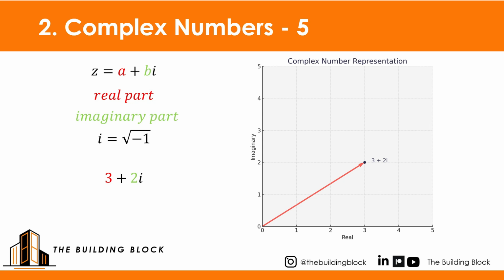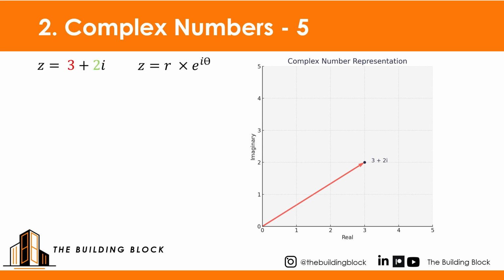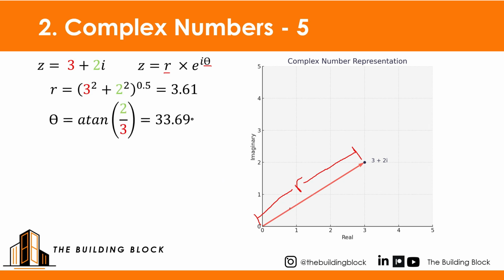Let's take the complex number 3 plus 2i. To convert this to polar form, we need two things. First, the magnitude, also called the modulus or r, that's the absolute value of the complex number. It is calculated as the square root of the sum of the squares of the real and imaginary parts. Here we do the square root of 9 plus 4, which is approximately equal to 3.61.